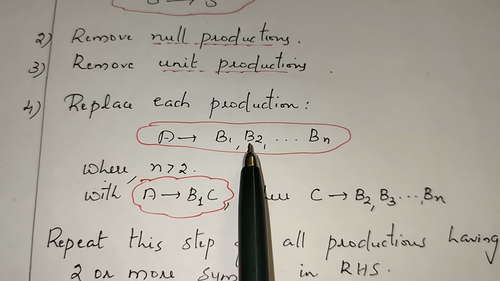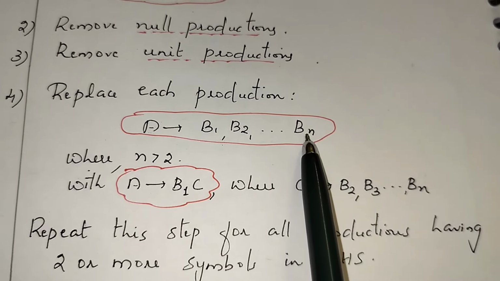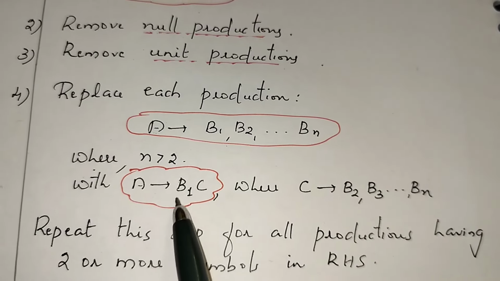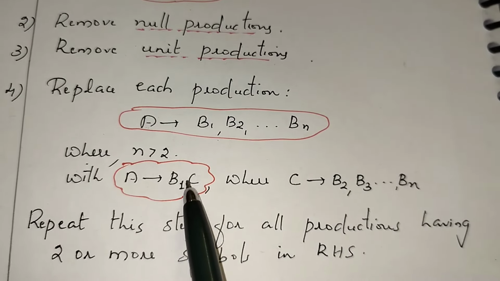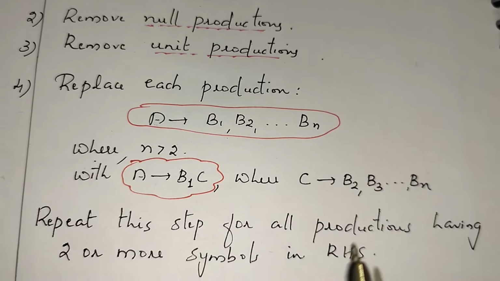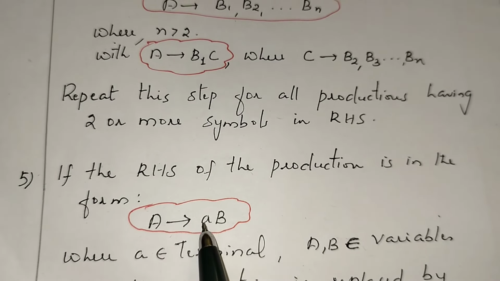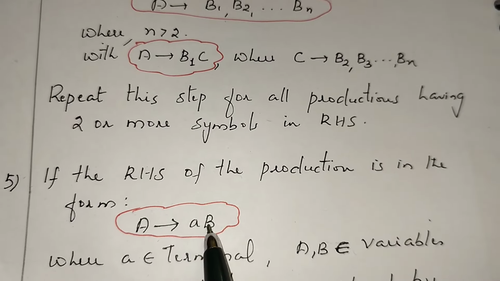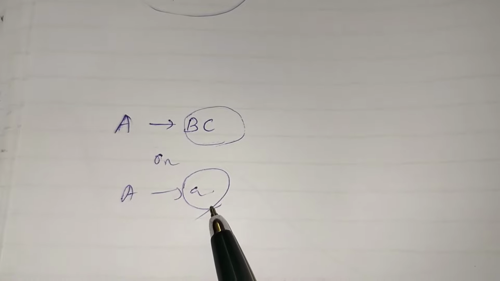So, if there exists more than two non-terminals in the RHS part, that is n greater than 2, we need to replace them with a new non-terminal and add the corresponding production. I will tell you one example, then you will understand. Then, the RHS should be a single terminal or two non-terminals. That is the CNF form.